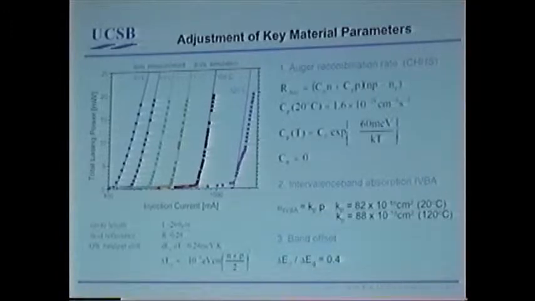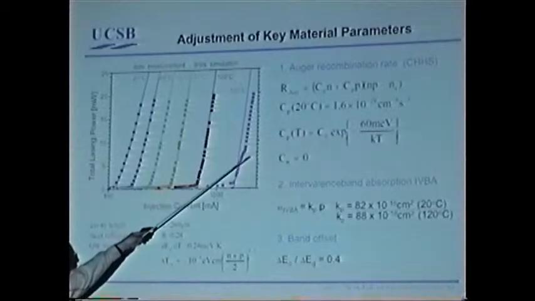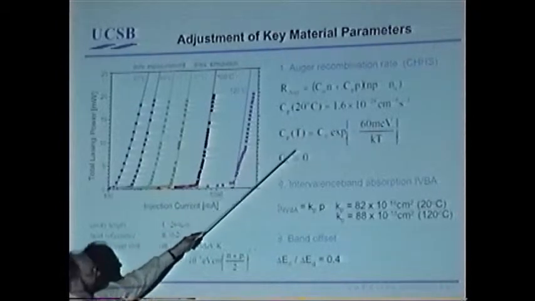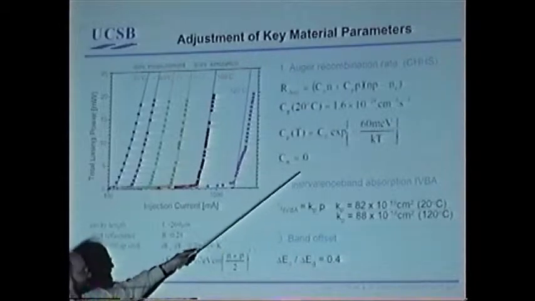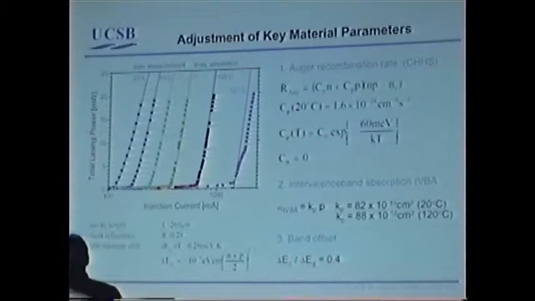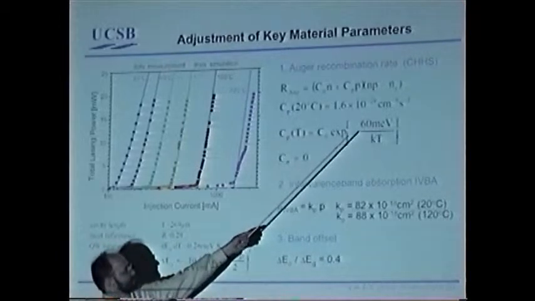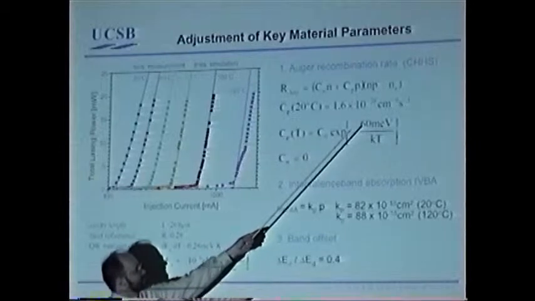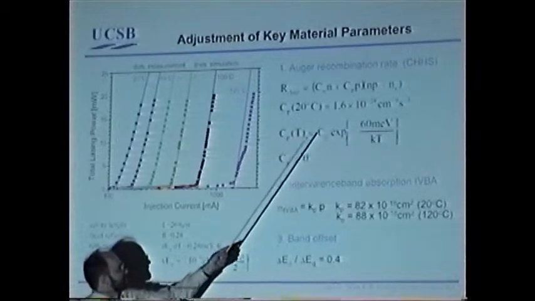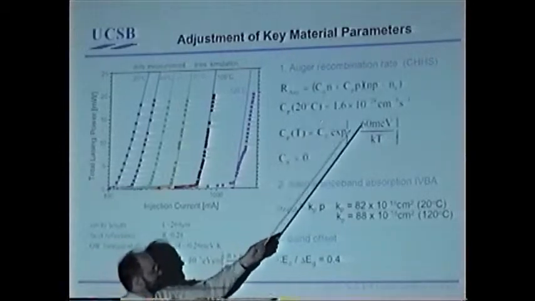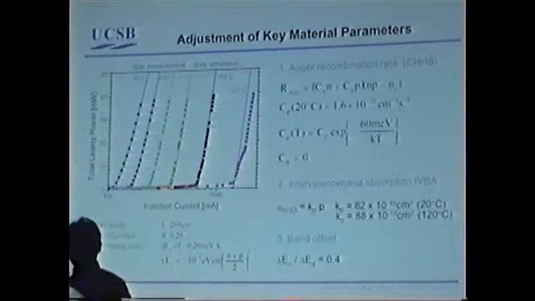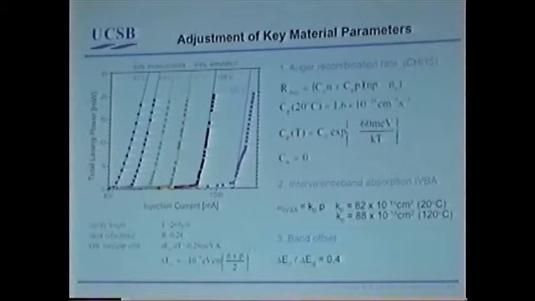So I have listed here the critical material parameters, and everybody can imagine what those are. First of all, the Auger coefficient that the program is using. We introduced a temperature dependence. You can put that right into the macro file, the exponential temperature dependence with an activation energy as reported in the literature. We just fitted that C0 and ended up with a value that is very reasonable within the range of numbers reported.